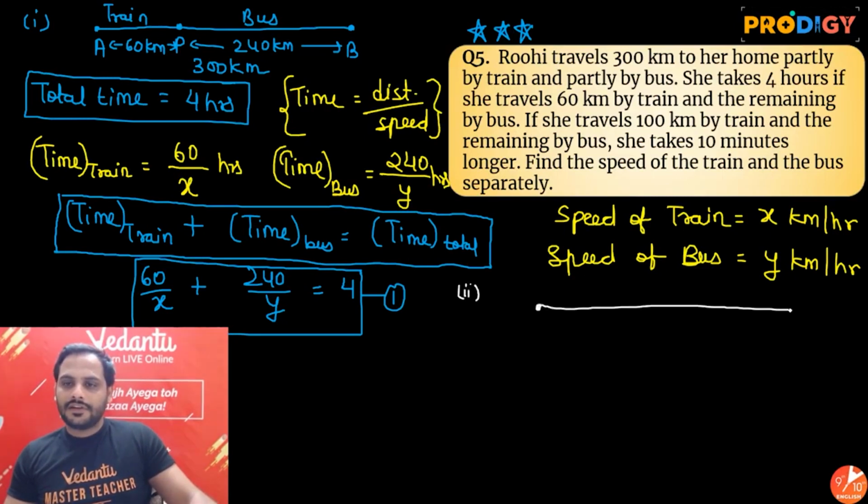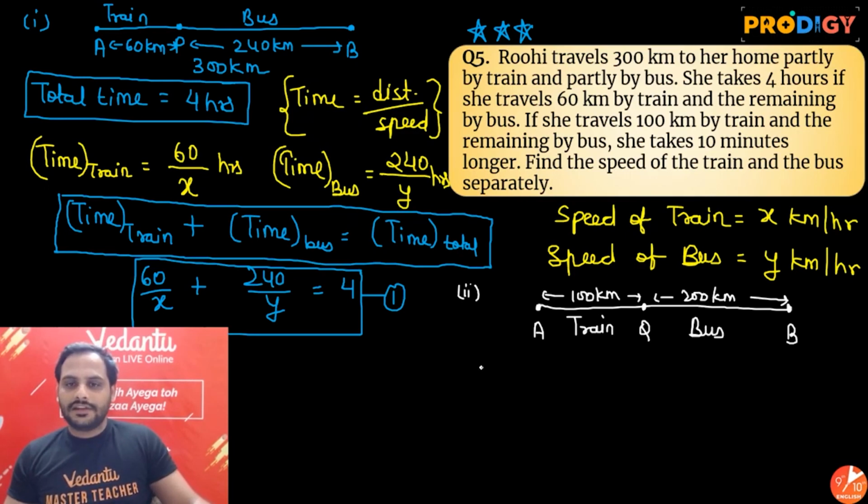In the second case, guys, let's say again this is point A, this is point B, total 300 kilometers. This time let's say point Q over here. By train 100 kilometers and remaining 200 kilometers by bus. Alright, this is by train, this is by bus. So I can say again here, time taken by train plus time taken by bus is equal to total time.